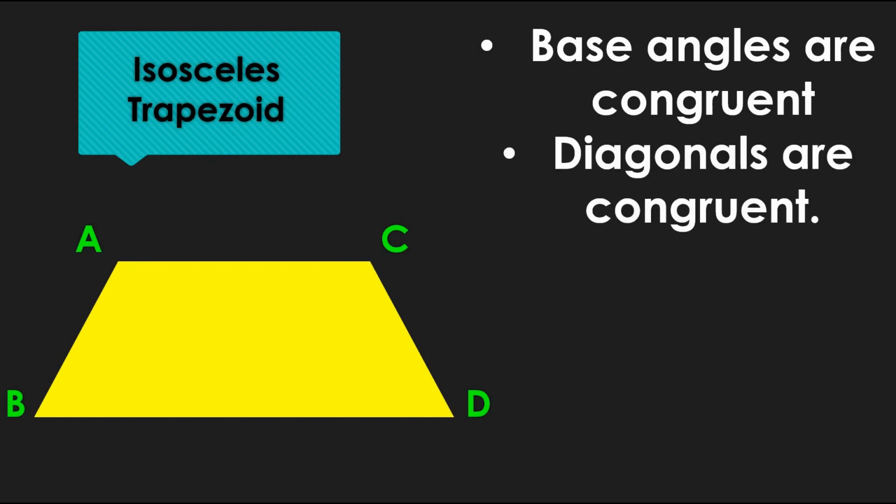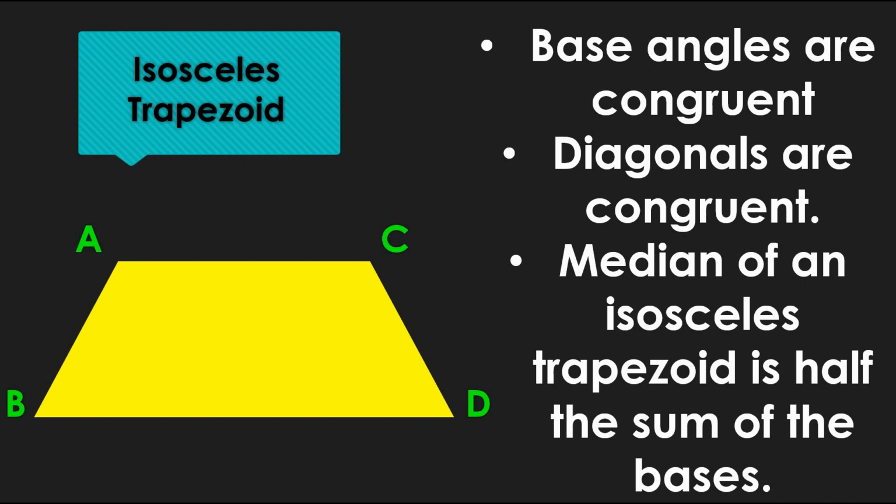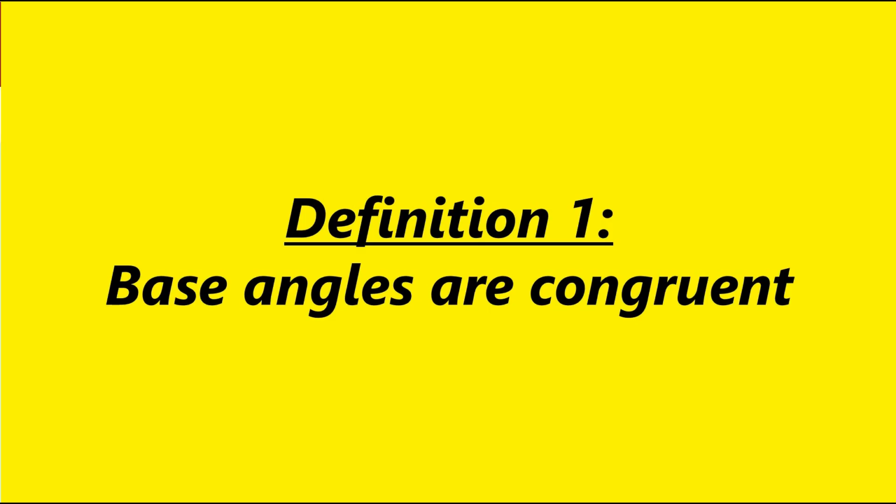Diagonals are congruent. That will mean segment AD is congruent to segment CB. And lastly, the median of an isosceles trapezoid is half the sum of the bases. For this definition, we will tackle more about this later. Let us focus first on definition number 1.